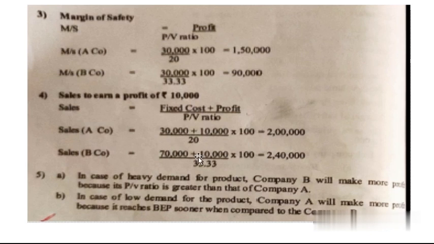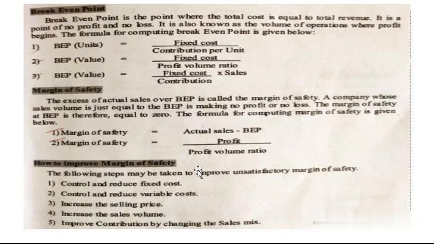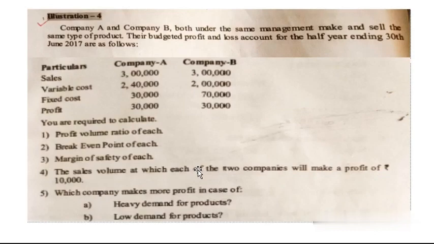Now for B, the fixed cost is 70,000 plus profit what we are expecting is 10,000. So divided by PV ratio, which is 33.33% or into 100 will give you 2 lakh 40,000. So this is your sales what you are supposed to earn for the profit 10,000.